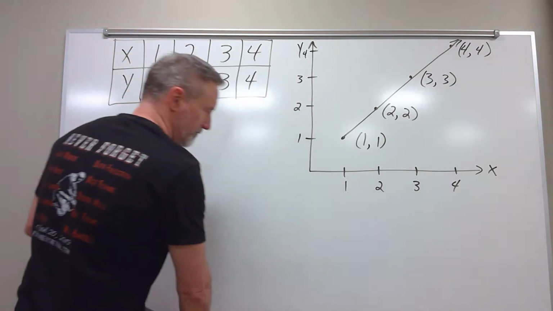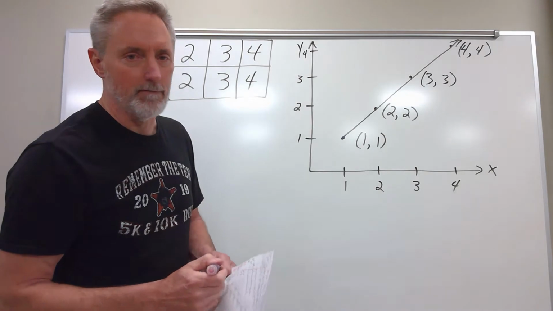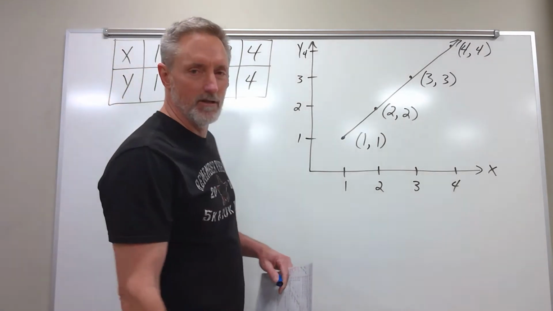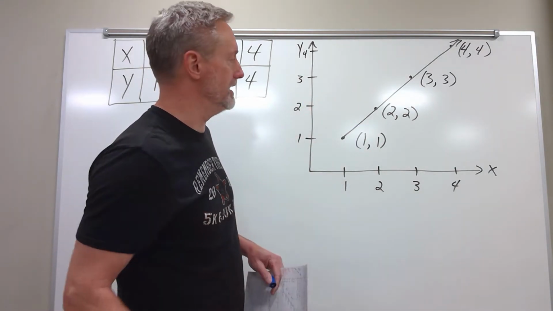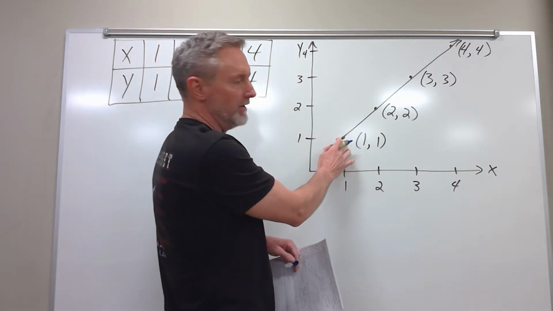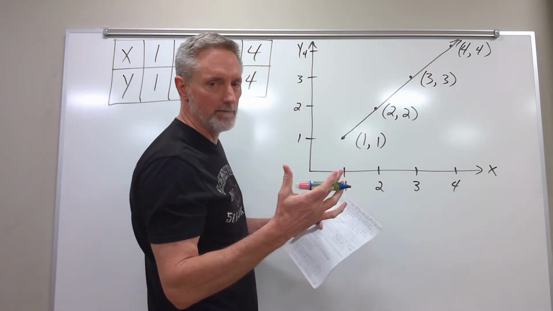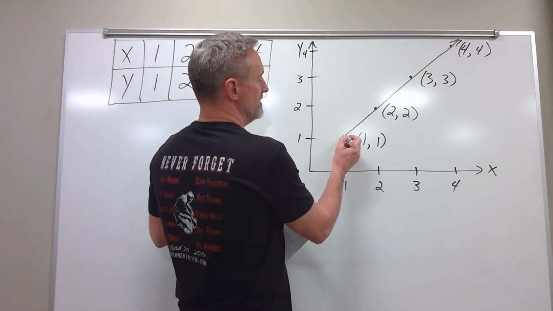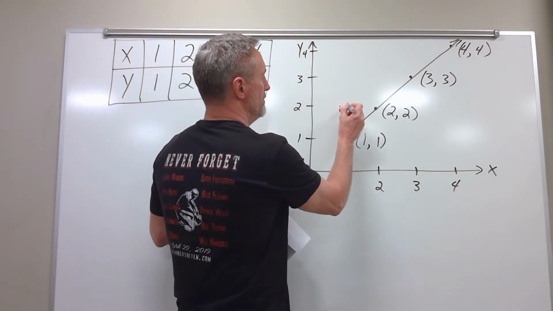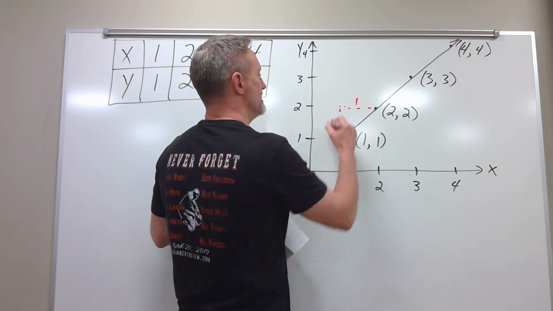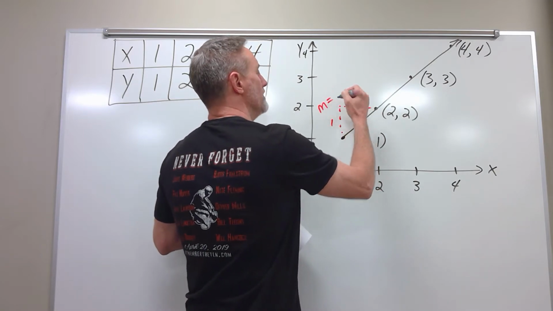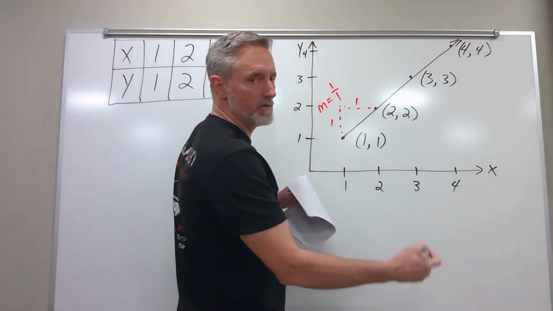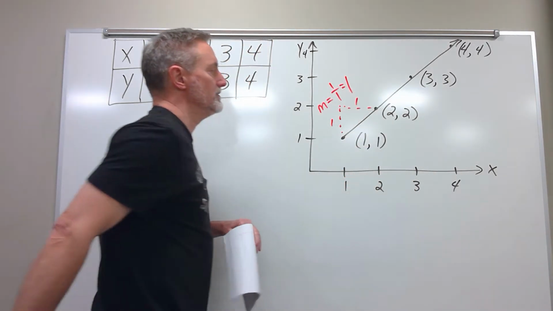Probably the easiest way to figure out if a table of values is linear is just check the slope. Because on a line, the slope's going to be the same all the way up or down that line. Let's check the slope from 1, 1 to 2, 2, just visually first, and then I'll show you how to work it out mathematically. I'm going to go one step up and one step over. My slope is 1 over 1, which we're just going to shorten to 1. So I have a slope of 1 there.